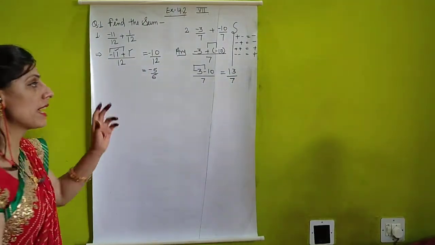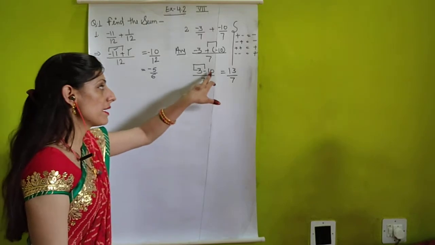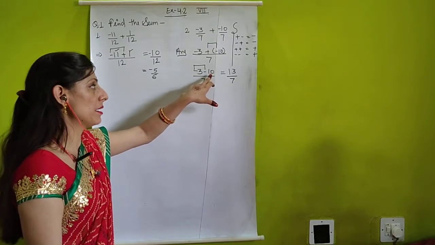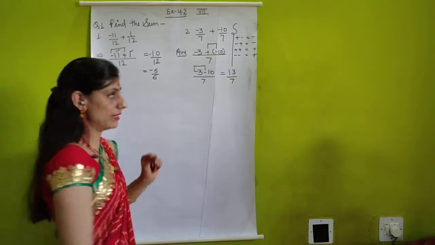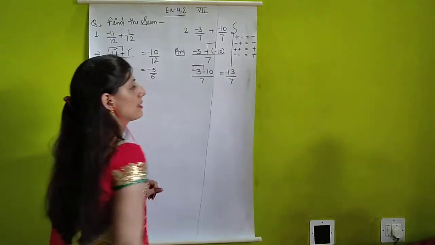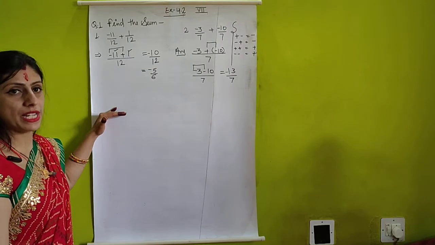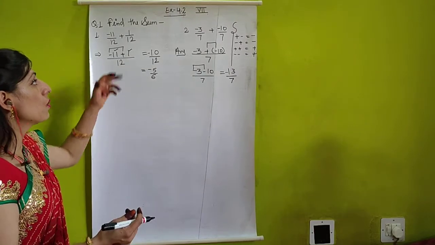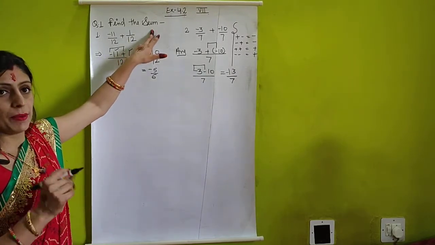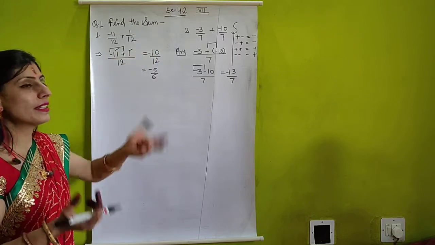Now what about the sign of 13? The sign of 13 will be the sign of the greater number, and the sign of the greater number is minus. So minus 13 upon 7 is your answer. Okay students, now question number 2 I am taking. This is also based on addition, but in this question you can see the difference.